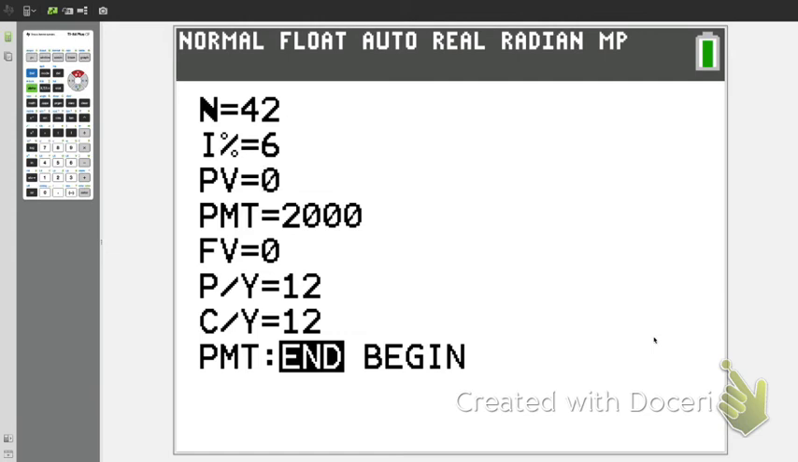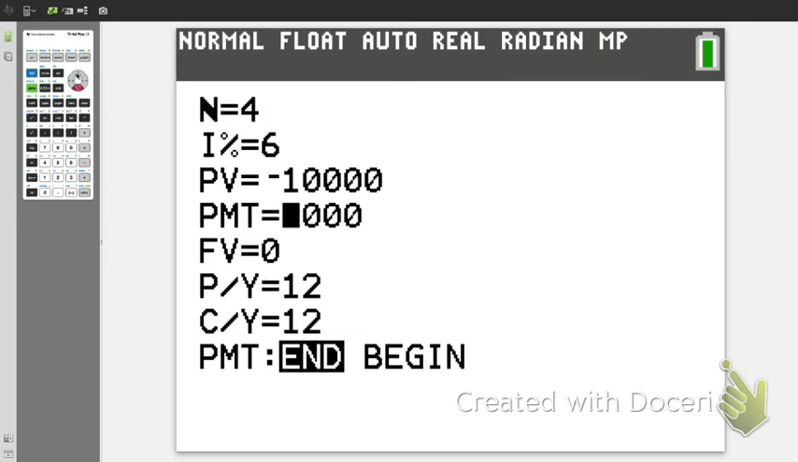So what does that give us? We have 10,000 in our PV. What's our interest rate? 6. How do we do our N? 4 times 1, or just 4. I don't know my payment right now, so I'll make that 0. And PY, CY is 1. Which one are we solving for this time? Payment. We're solving for our payment.